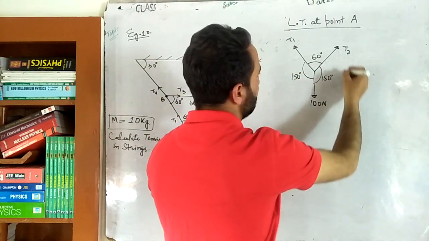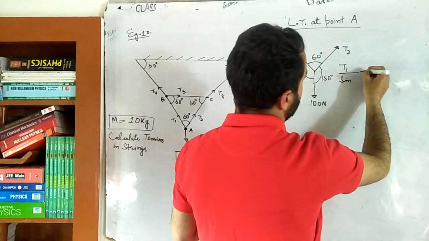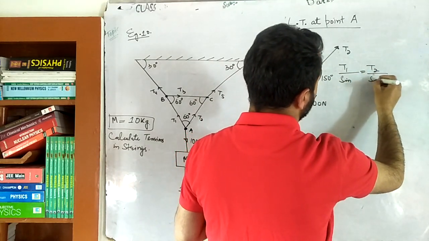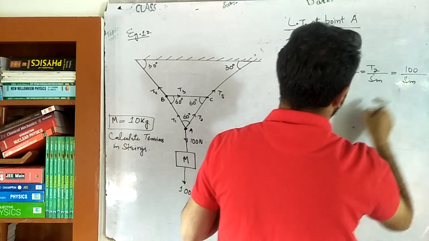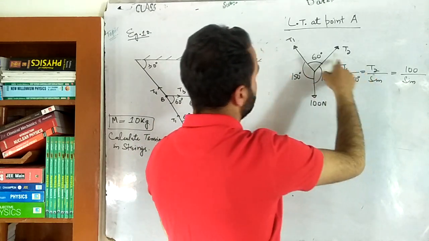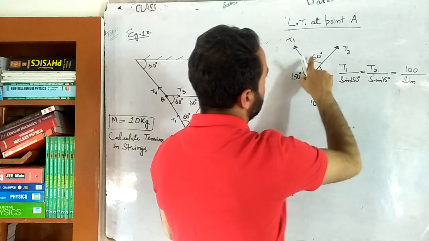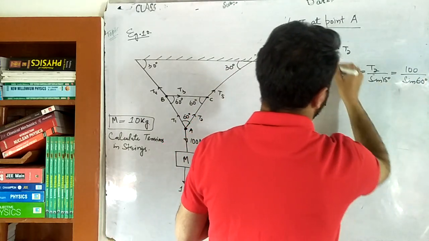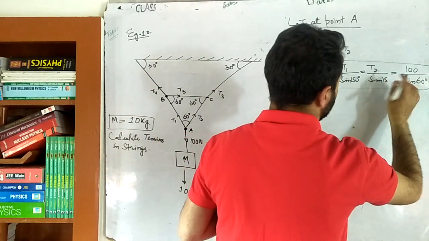And Lami's theorem will be like this: T1 divided by sine of the angle is equal to T2 divided by sine is equal to 100 divided by sine. Now the angle opposite T1 is 150, so here it's 150. The angle opposite T2 is 150. The angle opposite this 100 is 60. Then you can do it yourself. I'm sure you can do it. And here the angles are the same, 150, 150.